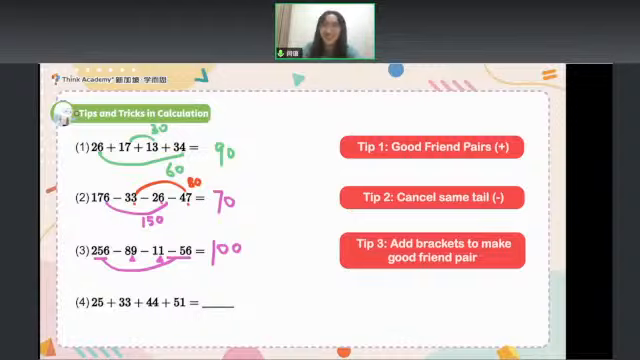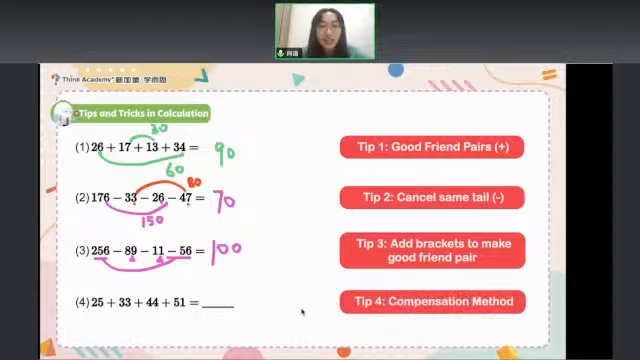This is not a subtraction. What about add brackets to make good friend pairs? Also cannot. Then what should I do? We just calculate one by one? Some students say, okay, I just give up. No, use the calculator? Cannot. Okay, so here let's have a look. What is the tip here? Here, we try to split the number. So how to split the number?